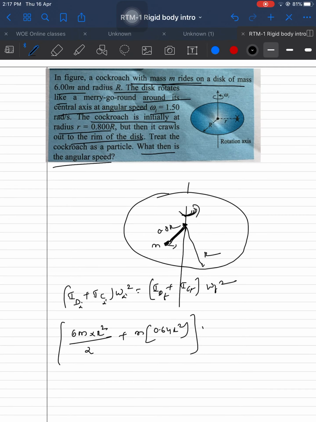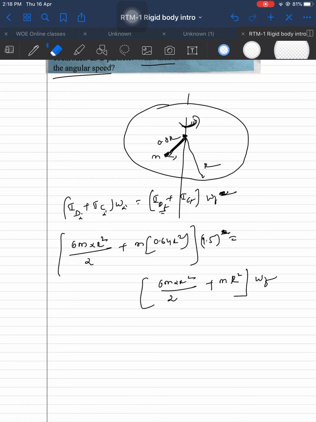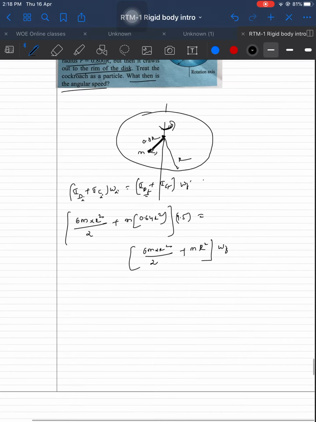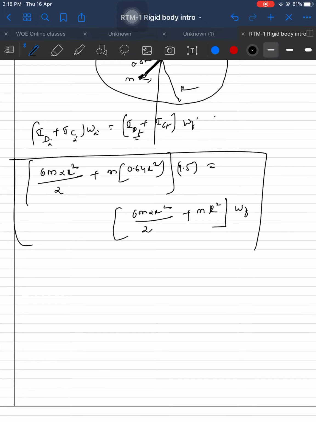What is the initial angular velocity? Initial, 1.5. Finally, what is the final angular velocity of the disk? The disk remains the same, 6m into r square by 2, plus finally where the cockroach is, m into r square at the outer ring, into omega f. Oh sorry, I'm just writing it wrong, it is omega f, not omega f square. From here you can directly get the omega f value.